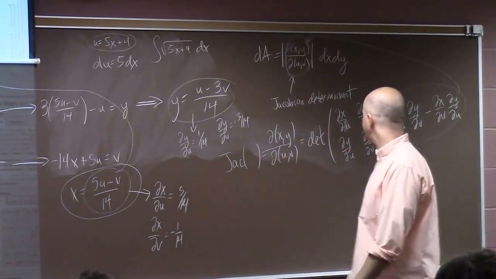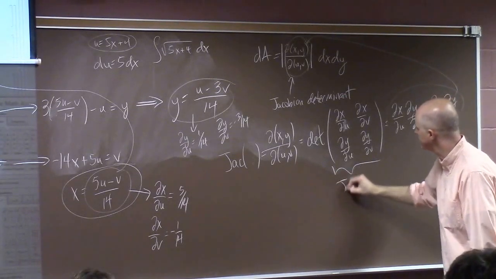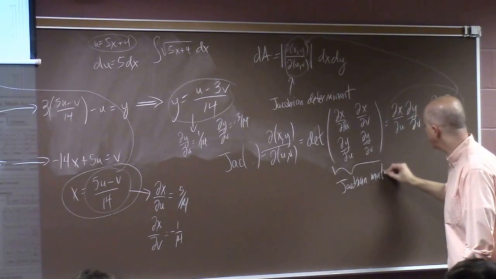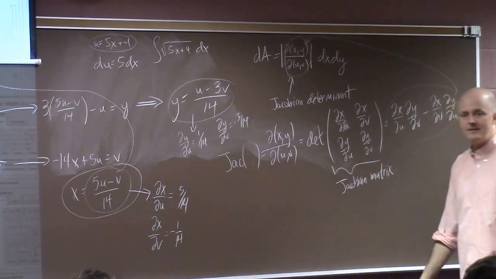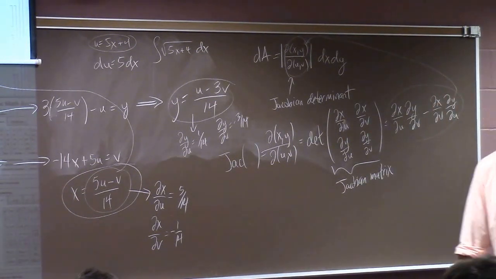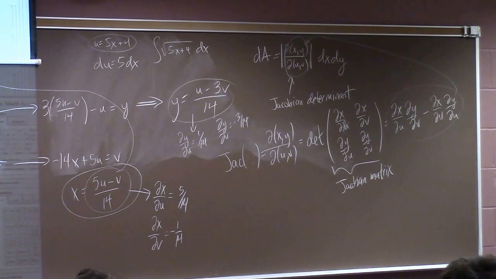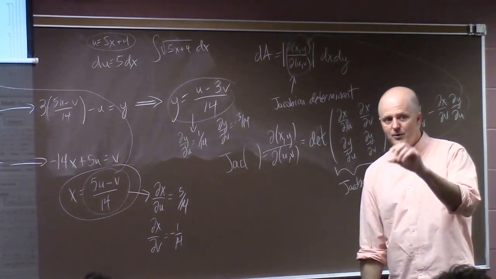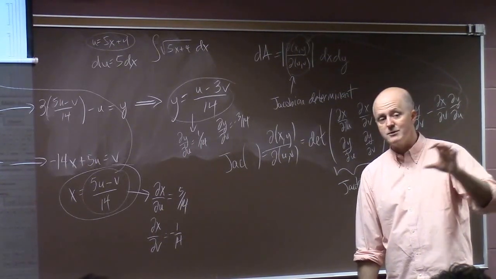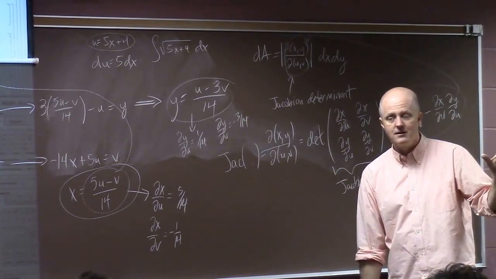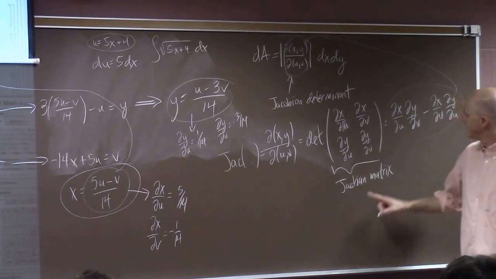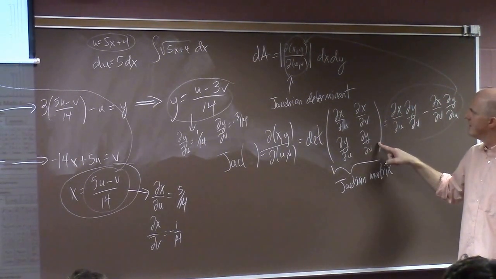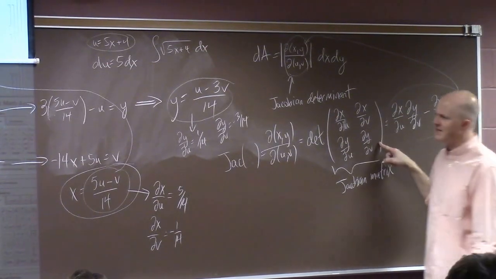The Jacobian matrix, again, this is called the Jacobian matrix. It is different than the Hessian matrix. The Hessian matrix was a matrix of second order partial derivatives for a function f whose domain was either R2 or R3 and whose codomain was just R. This Jacobian matrix is a matrix of first order partial derivatives for a transformation, essentially.